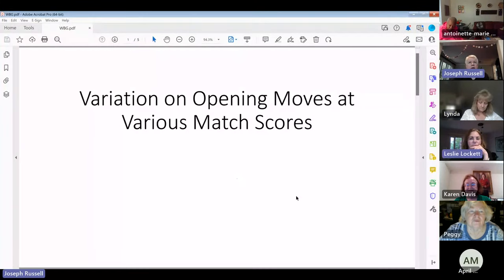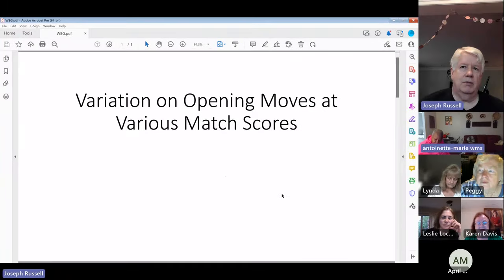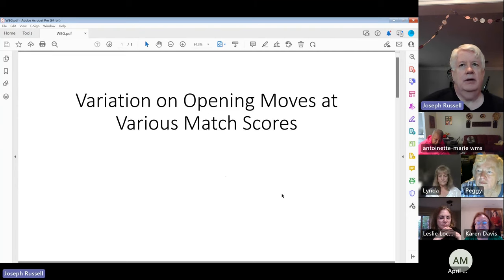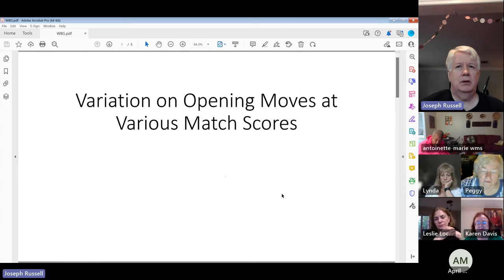Okay, so one thing I think is very important, and some of you may know a lot of this anyway, but I think it's important to emphasize, is the variation on opening moves at various match scores. The differences are often very small, but they're very important because they occur so often. They occur just all the time.